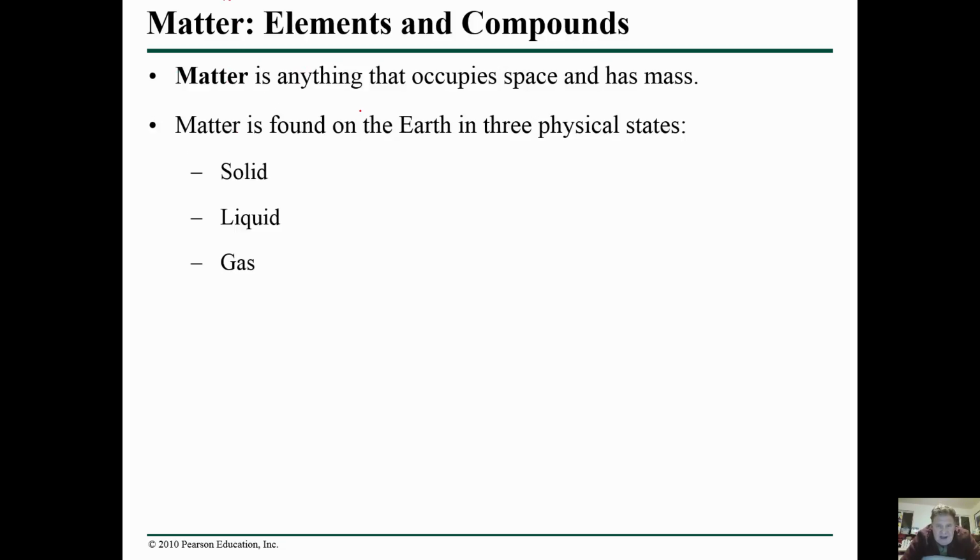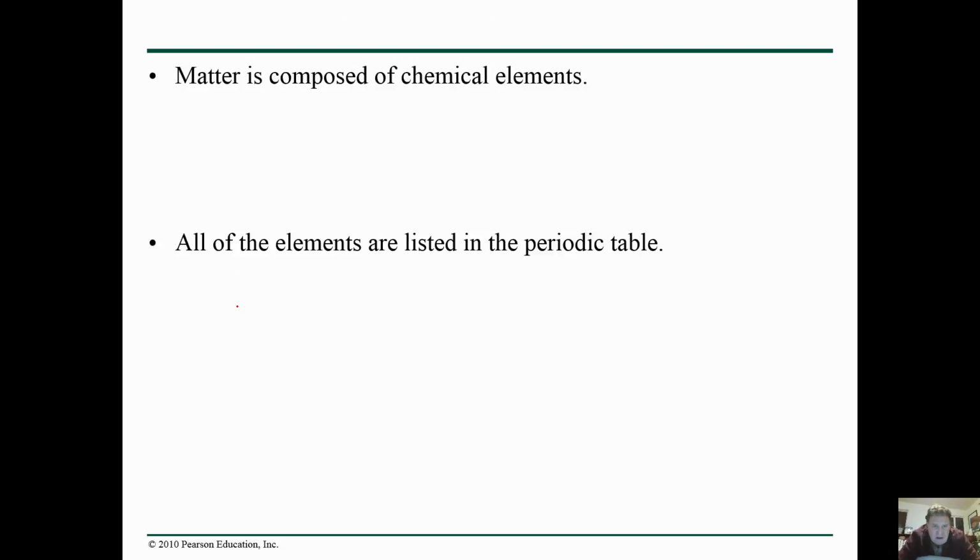Matter is basically anything that occupies space and has mass, and so life is made up of matter. The stuff that we see is actually matter. This matter comes in three forms: what we call a solid, a liquid, and a gas. And water is an example of these three physical states that occur.